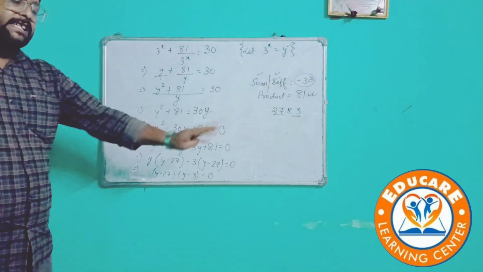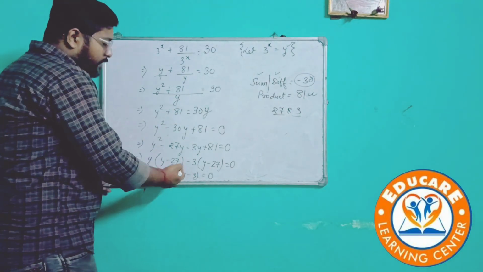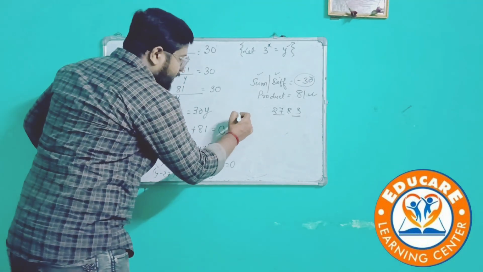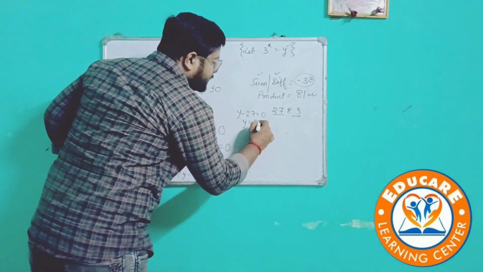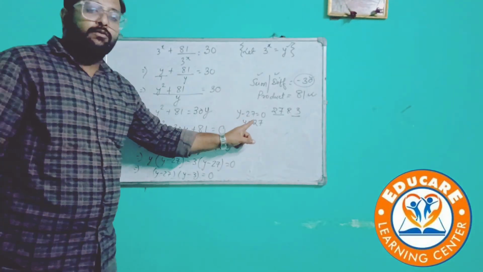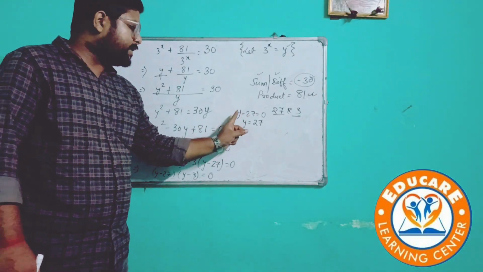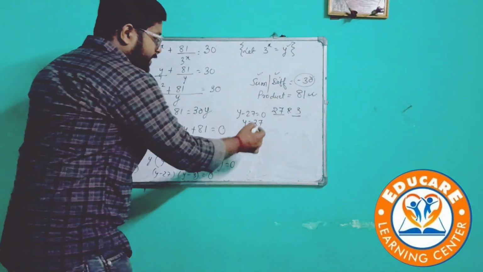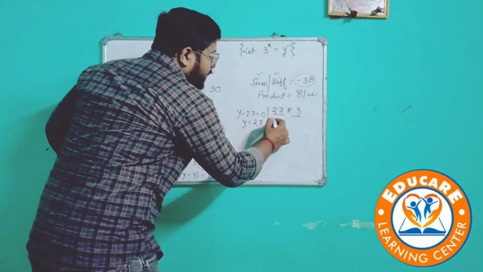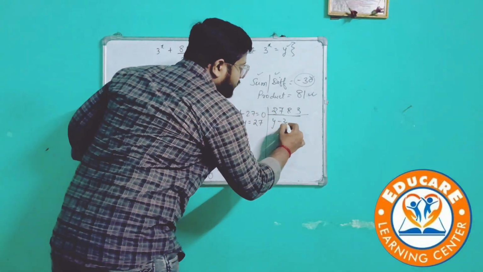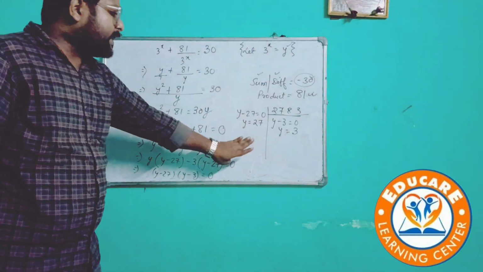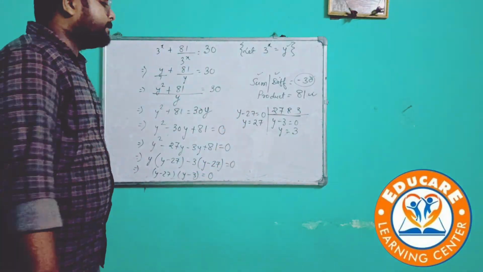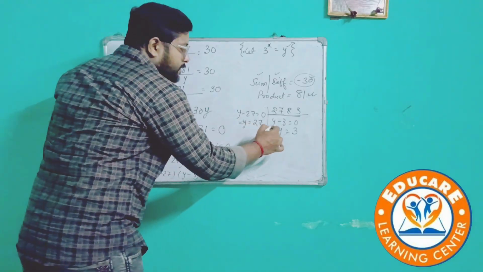Now let's move on to the next part of the equation. If we find the value of y, we can say y minus 27 is equal to 0. So the value of y is 27. 27 was in the subtraction sign; if we take 27 to that side, it will be added. And the second one is y minus 3 is equal to 0. So from there we can write y is equal to 3. So these are the two values, and these two values are the values of y.